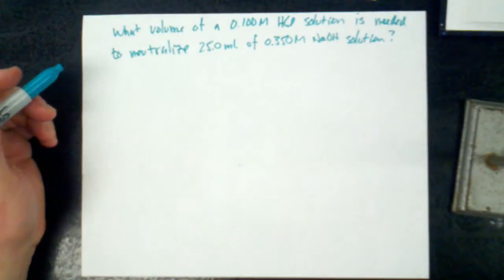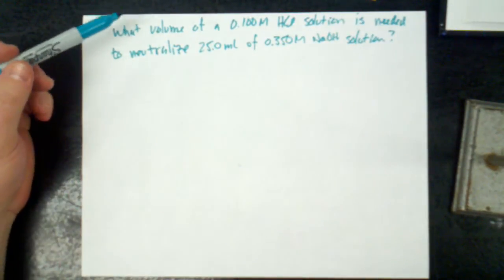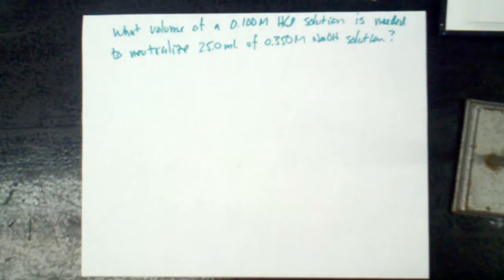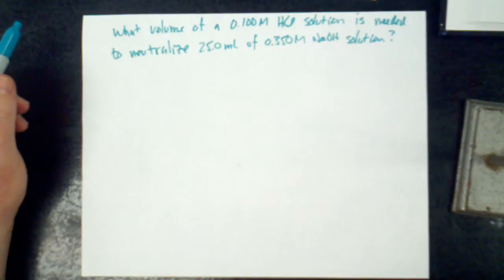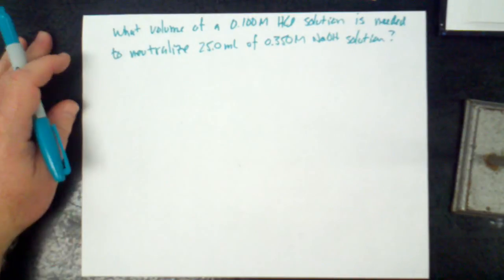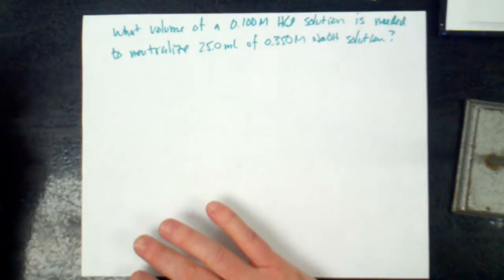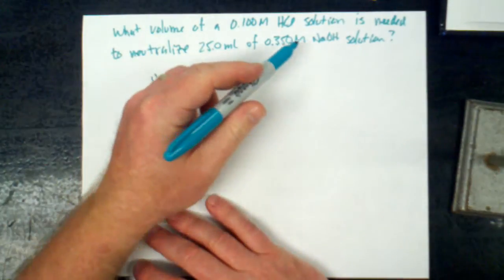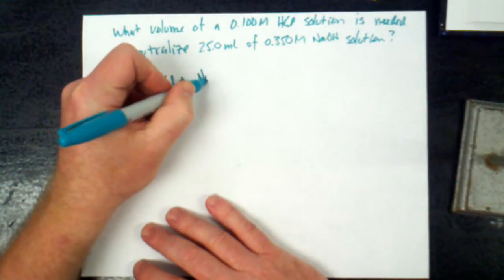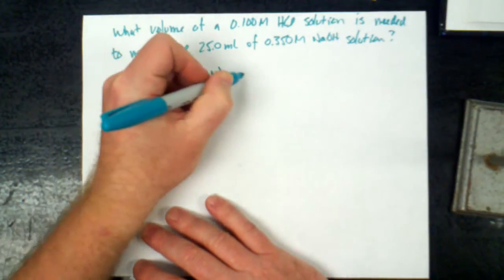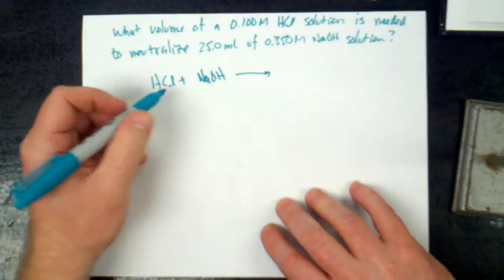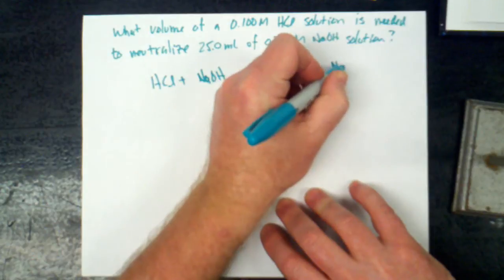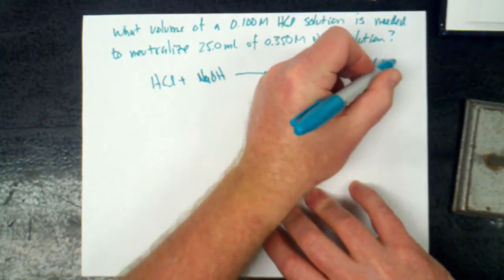The question is, what volume of 0.1 molar hydrochloric acid solution is needed to neutralize 25 milliliters of 0.350 molar sodium hydroxide solution? Well, we can't do anything without an equation, so we have to write it out. Hydrochloric acid and sodium hydroxide react to form, as we just saw, H2O plus sodium ions plus chloride ions.